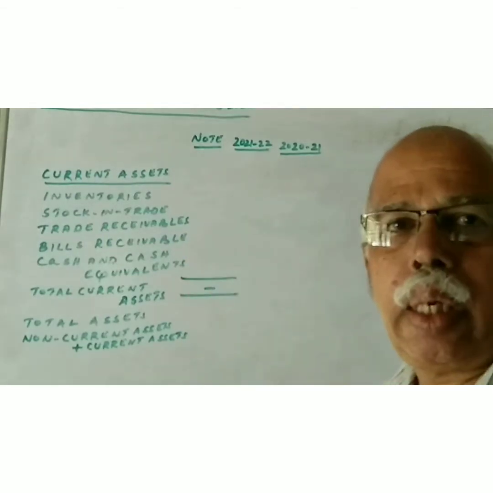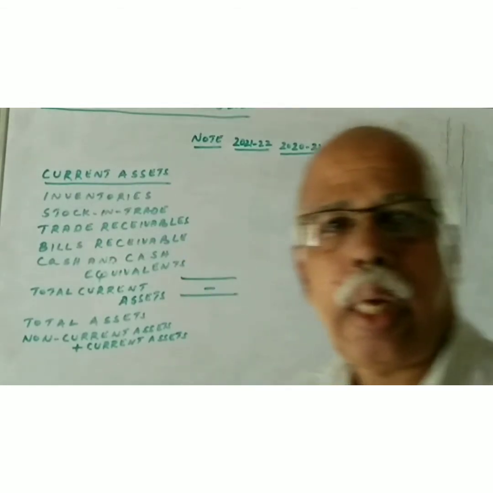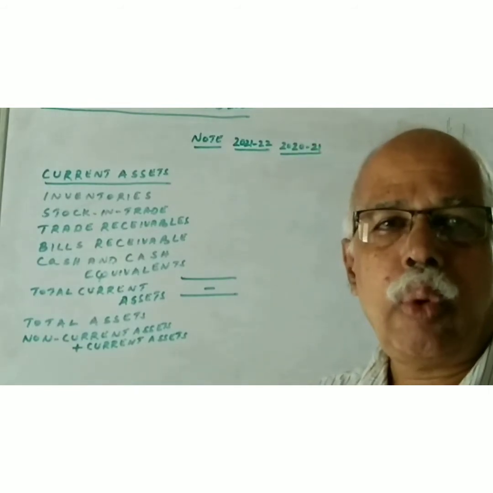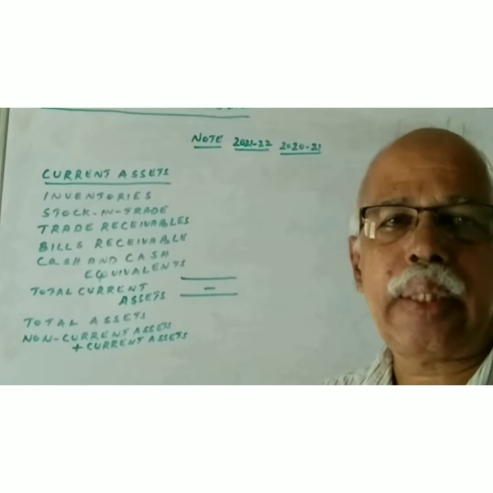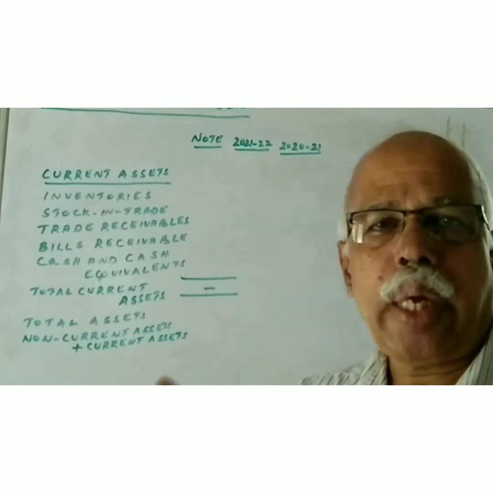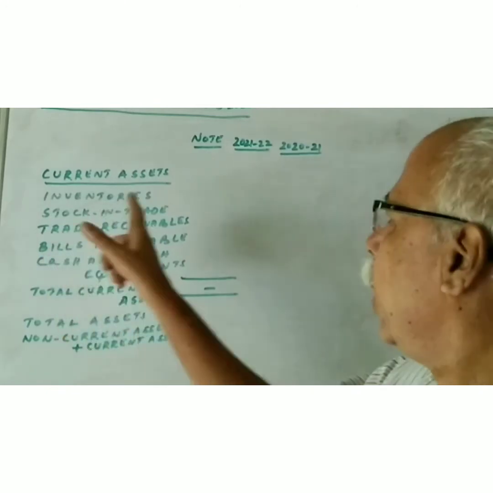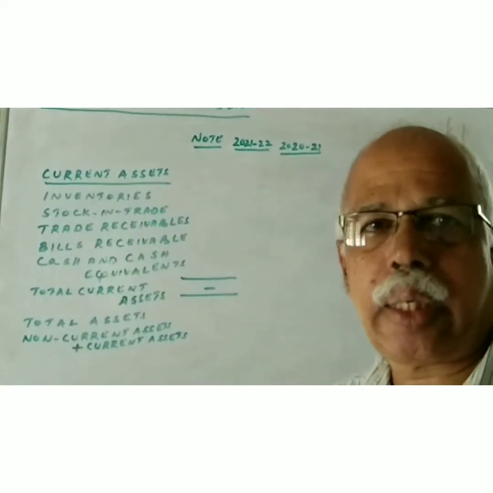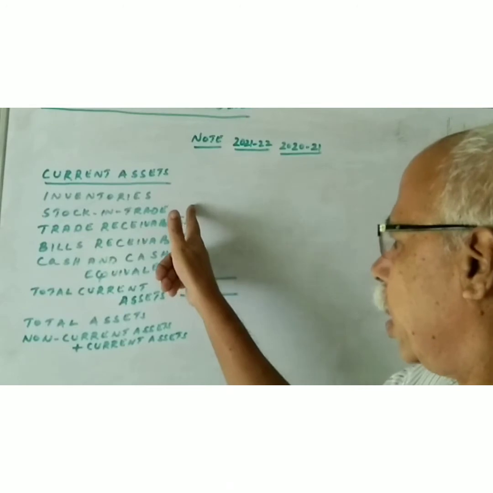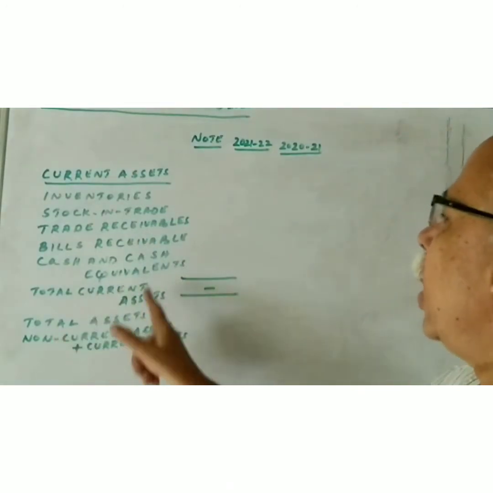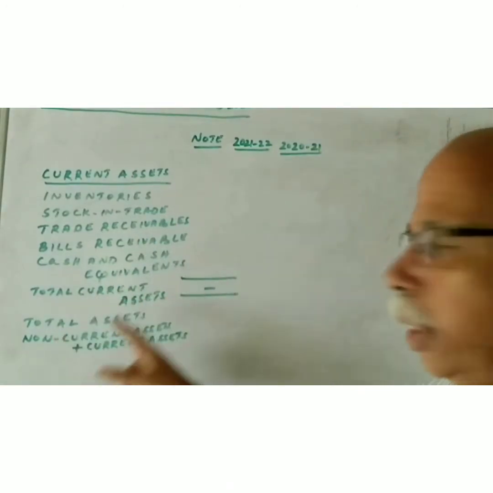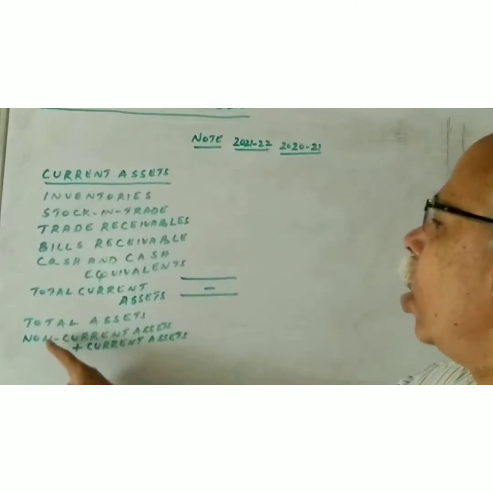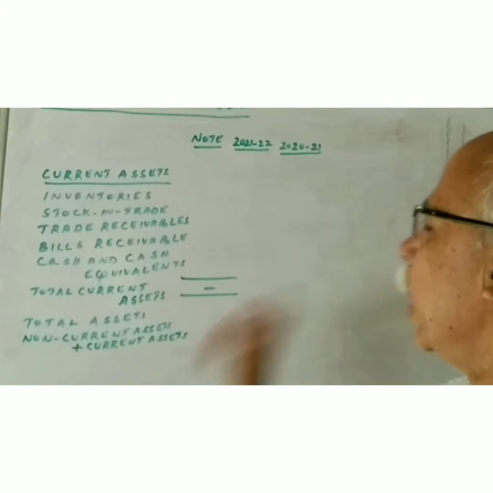Take for example iPhone. Apple manufactures iPhone. With iPhone, they supply charger. They will manufacture iPhone. So iPhone will come here, inventories. Charger will be purchased from a third party. So it will come here. Now total current assets. Then total assets. Total assets consists of total of non-current assets and current assets.